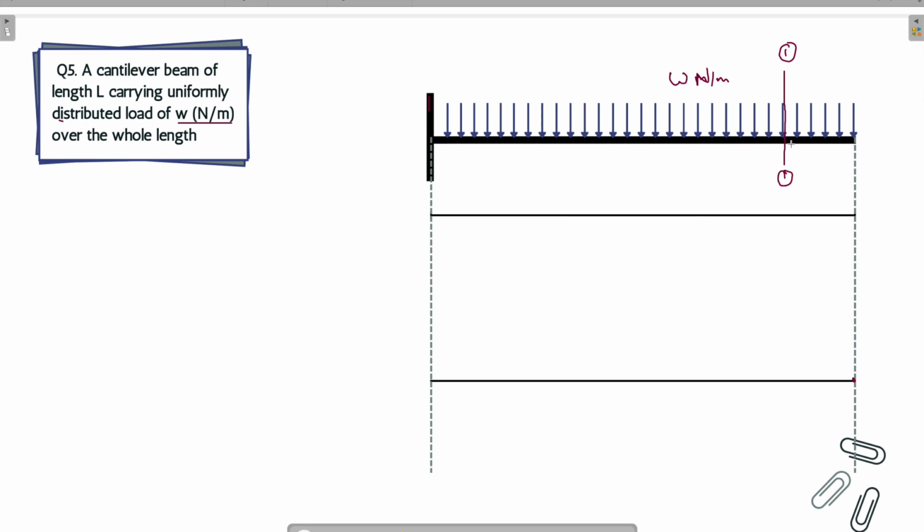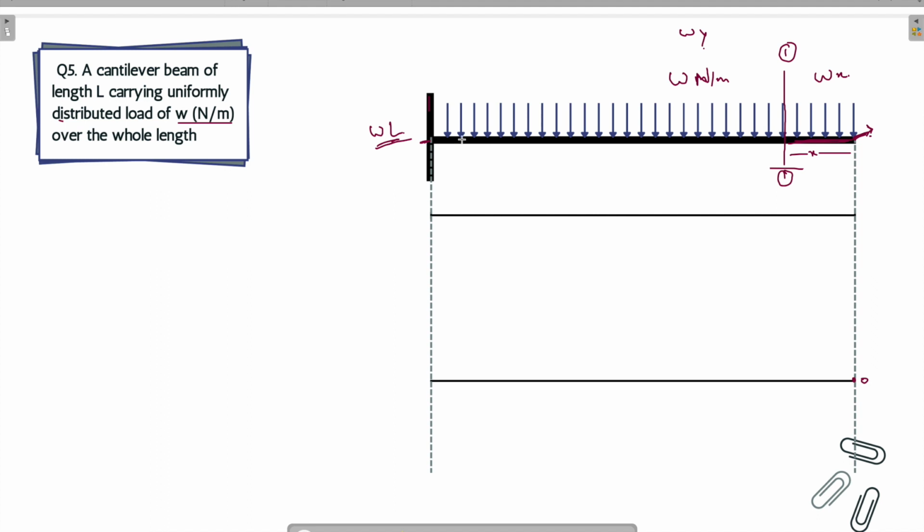Now, how much will be the loading over here? Suppose the distance is x, the loading will be W into x. For 1 meter, it's W. For x meter, it will be W into x, right? If we concentrate on the extreme right point, there is no load to cause the shear, so the loading will be 0. And in the extreme left, how much will be the loading? It will be W into L.